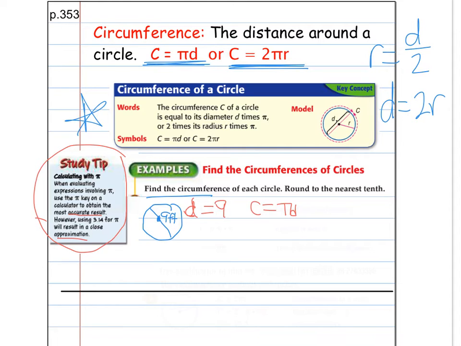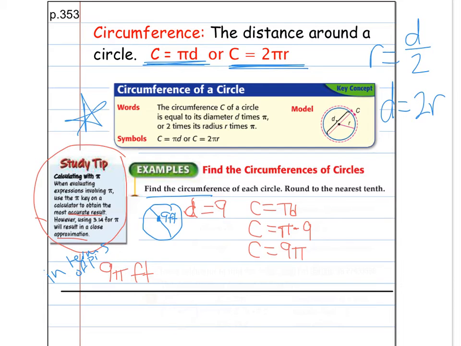So then I can just plug in what I'm given. My circumference is my pi times my diameter, which is 9. This is also written as 9 pi. Sometimes you're going to be asked to leave your answer in terms of pi. At this point, you would stop right here and say this is 9 pi feet. That would be in terms of pi.